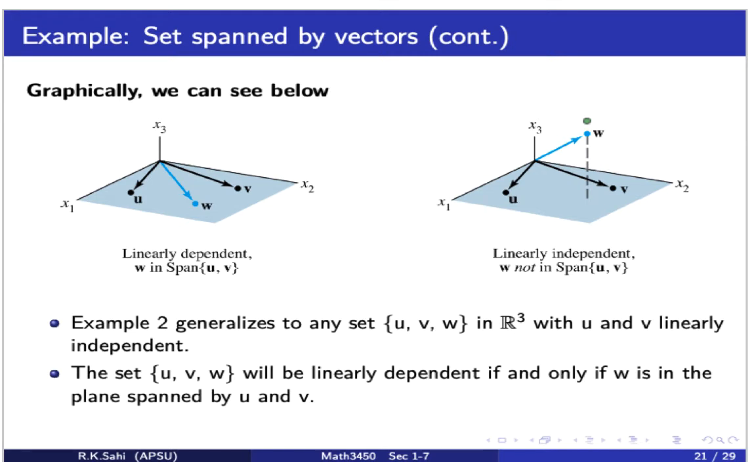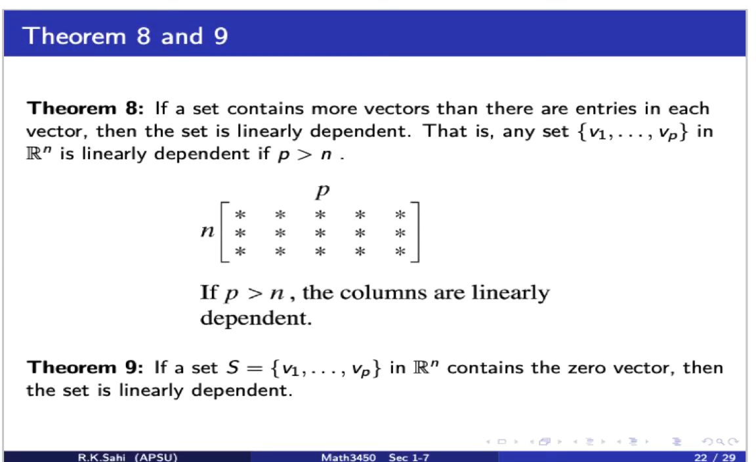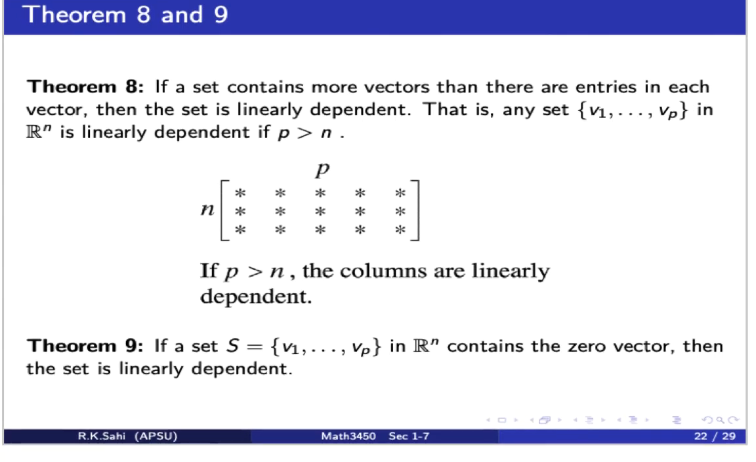Bottom line is this, guys: if you have a set of vectors that is linearly dependent, even if two of them are multiples of each other, we are good to go. That means linear dependence. Let's look at Theorems 8 and 9. They're very helpful in understanding the concepts, and that's what we'll be looking at.